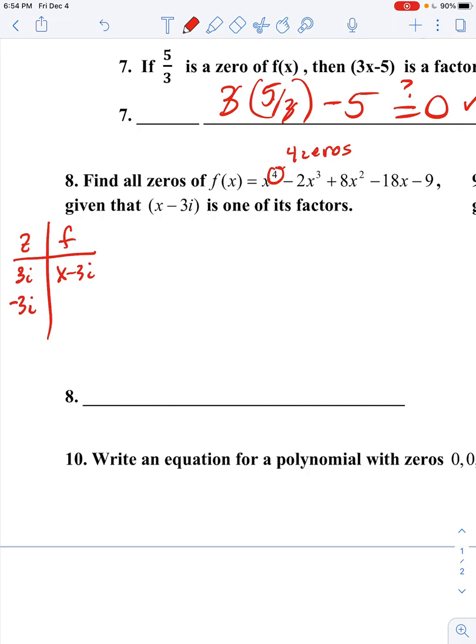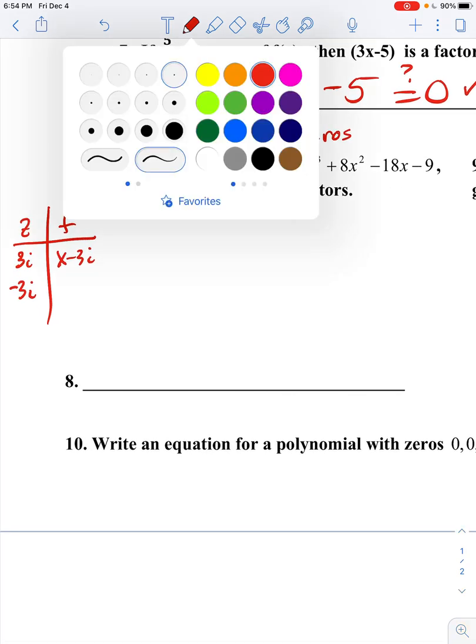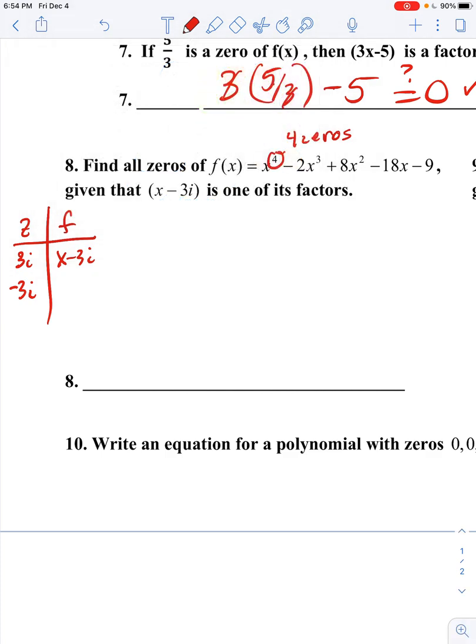So I'm going to have to start my work. This is going to take up some space, so hopefully I can make this all fit in here. I'm going to start by dividing synthetically with that negative 3i, or positive. So I'm going to put a 3i here. Now, if you've been keeping up with your homework, copying my coefficients, you have done this before. If you have not been keeping up with your homework, then this is going to be the first time through it. I would recommend you go back and practice it some more because it's a little bit tricky.